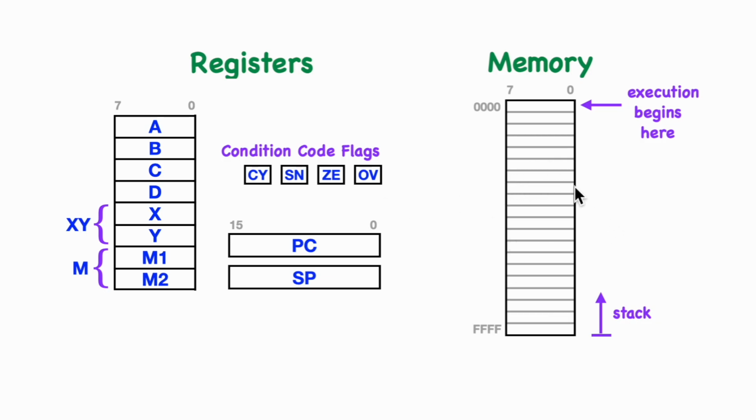Memory is byte addressable and begins at address 0, and can be as much as 64 kilobytes in size, although some implementations will have less than 64K of memory. Execution always begins at location 0, and so programs are loaded into low memory. And the stack grows downward, so the stack is usually located at the very top of memory.